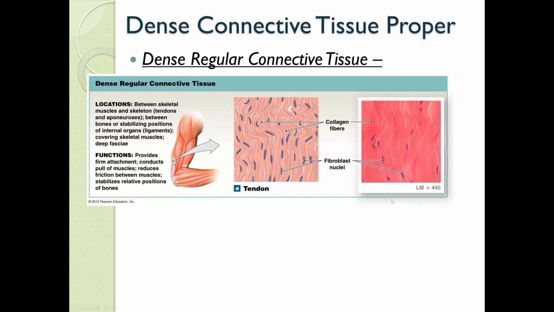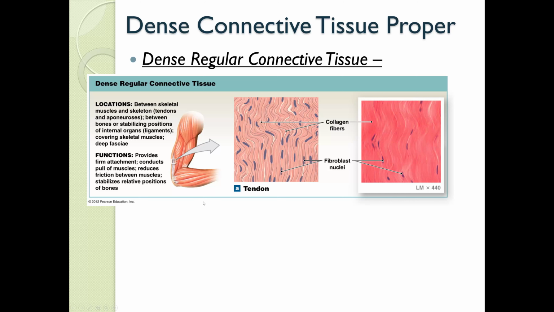All right, so now let's look at dense connective tissue. First, there is dense regular connective tissue. This is located between skeletal muscles and the skeleton. So between a muscle and a bone, we call those tendons and aponeuroses. You can also find them between one bone and another bone, or between a bone and an organ. We call those ligaments. You can also find this covering skeletal muscles and in your deep fascia.